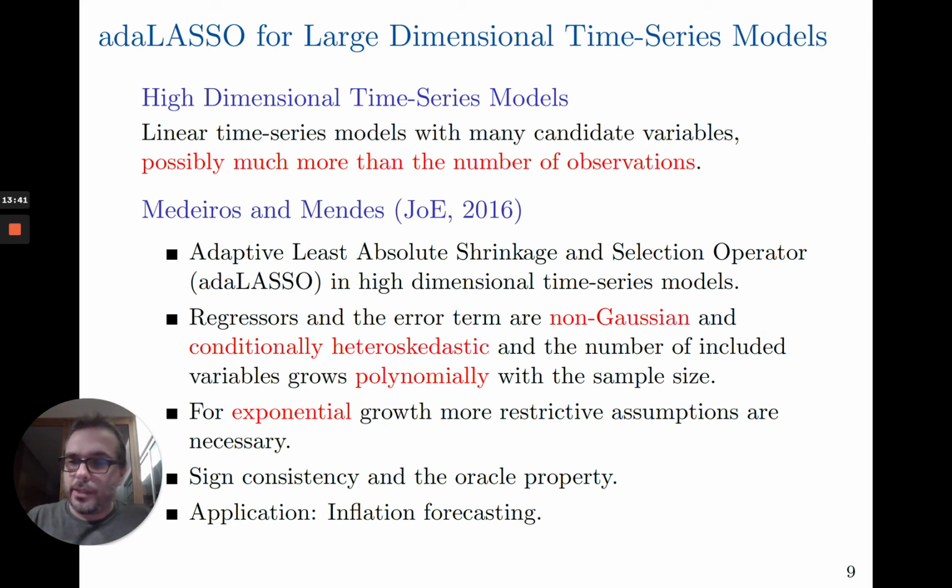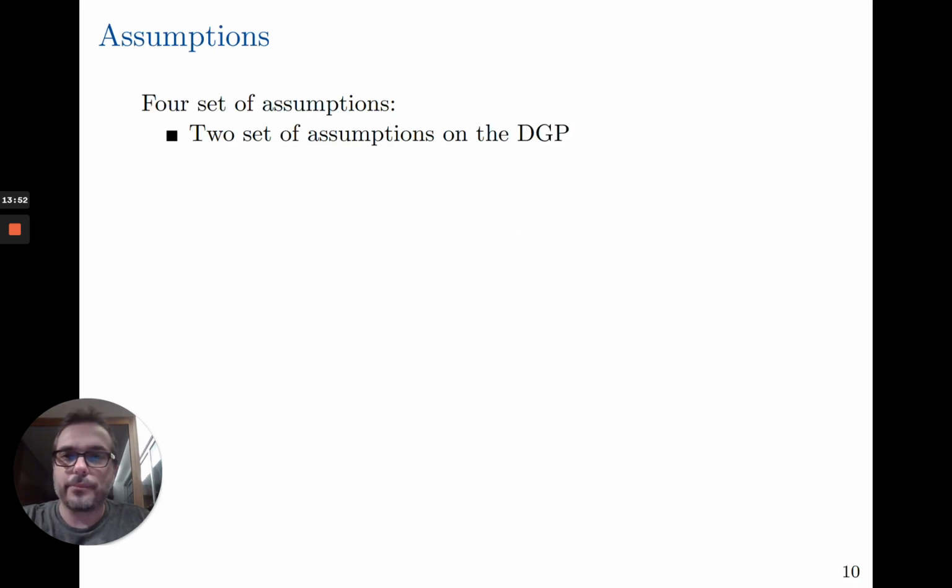And in the paper we conduct an inflation forecasting exercise. If time permits, I can go through the example here. Basically we have four sets of assumptions in the paper. Two sets of assumptions are related to the data generating process, how the data have been generated.